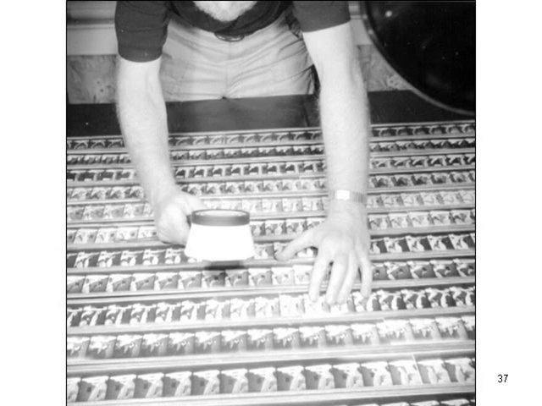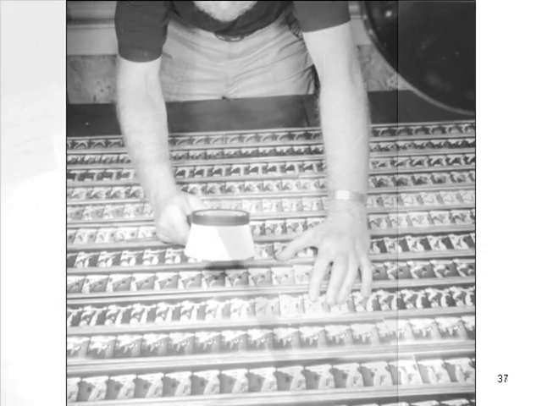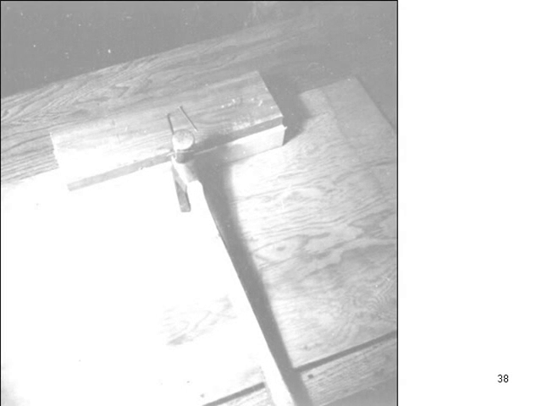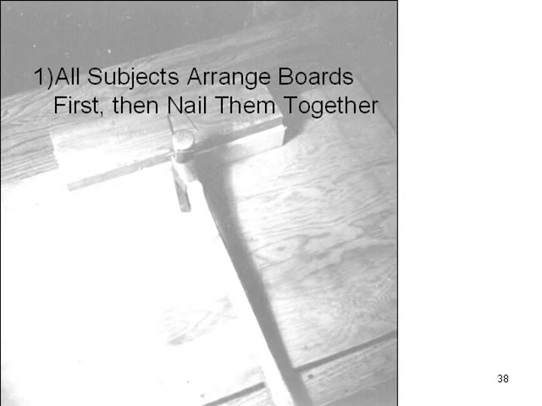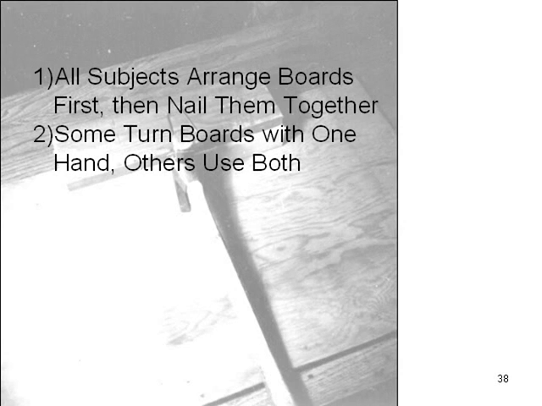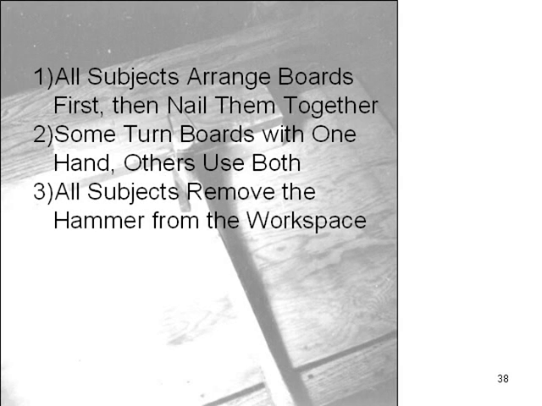Please note the following commonalities as you watch the clips. First, all 12 subjects manipulate the boards into position before driving the first nail. That is, none start one or both nails first, although the recorded voice command seems to suggest proceeding that way. Second, some subjects form the X by drawing both boards into the workspace and using one hand on each. The others simply use one hand to turn the top board. Third, all subjects remove the hammer from the workspace as or before they begin to handle boards.